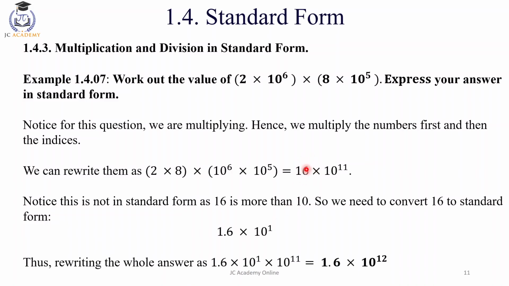So instead of writing 16, we can substitute it in, rewriting the whole answer as 1.6 times 10 to the power of 1 times 10 to the power of 11. Here notice that the base is the same. We are multiplying, so we just add the powers. So 11 plus 1 is equal to 12. So 1.6 times 10 to the power of 12 is our final answer.